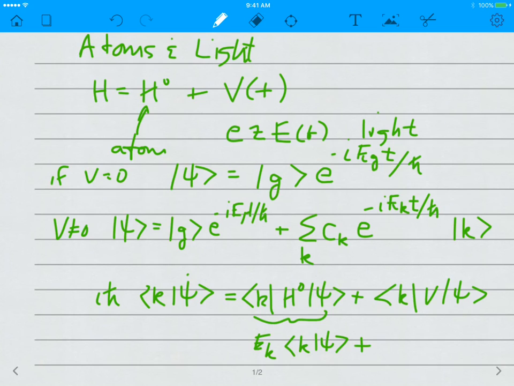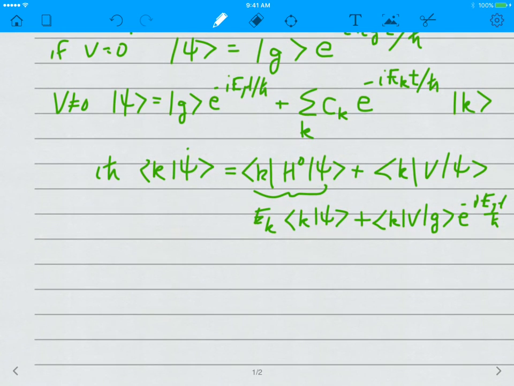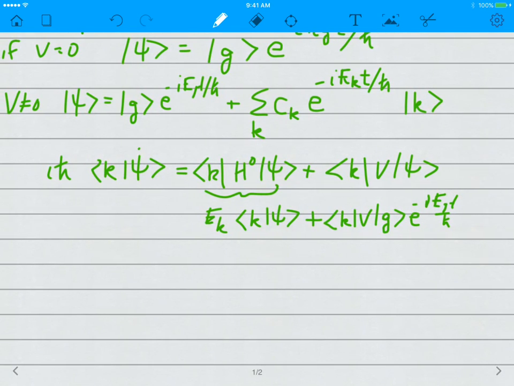And the second term, this <k|V|psi>, well, if V is a perturbation, then psi is only going to be slightly different than g, so we can approximate psi by g e to the minus i E_g t over h bar. Okay, so we've got the right-hand side there.